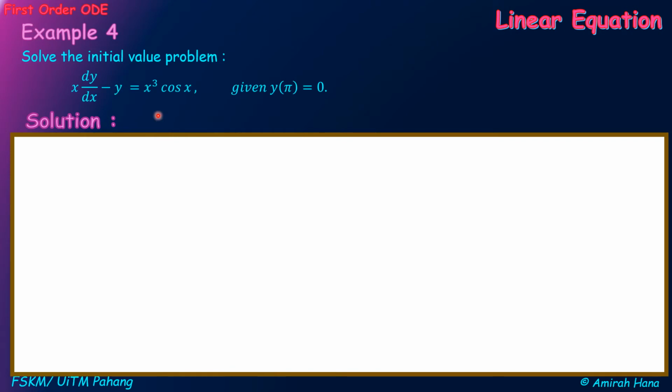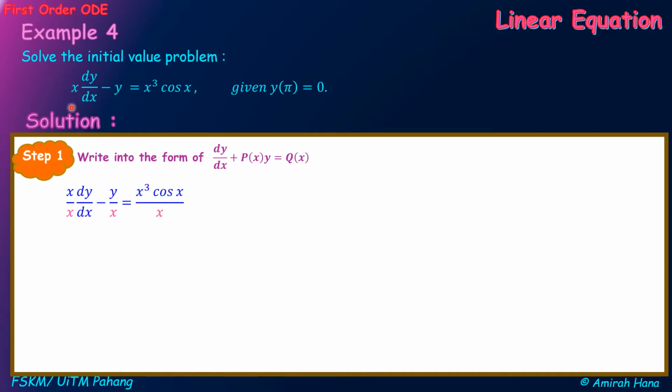To solve a linear equation for first order ODE, the first step is to write it in the form dy over dx plus p(x)y equals q(x). Comparing with the general form, the coefficient of dy over dx must be positive 1. But in the given question, the coefficient of dy over dx is x. So we need to divide each term by x, the coefficient of dy over dx, so that the coefficient becomes positive 1 after we simplify.